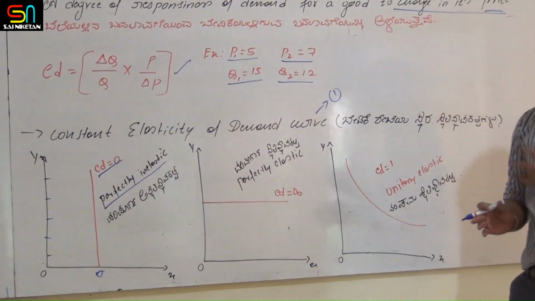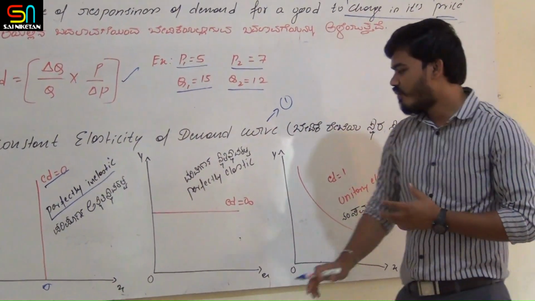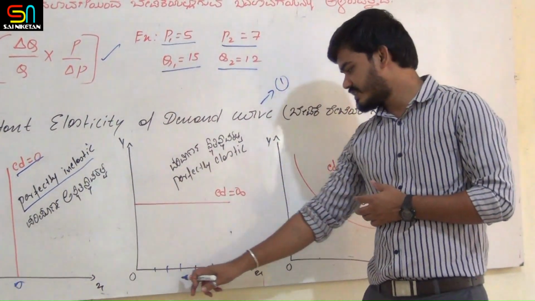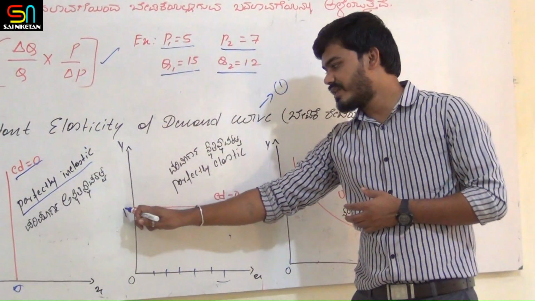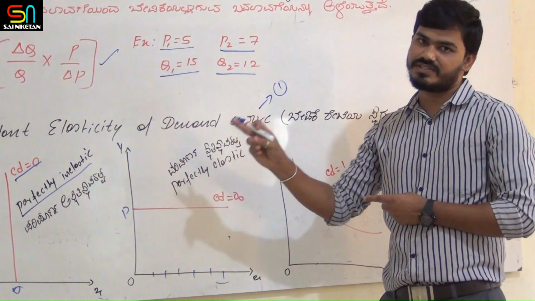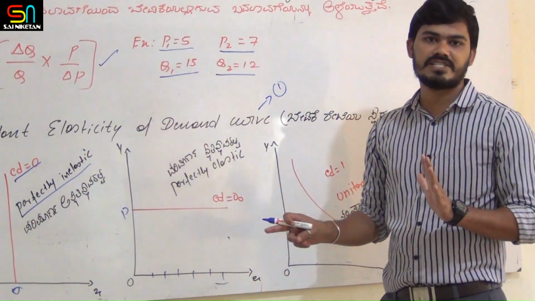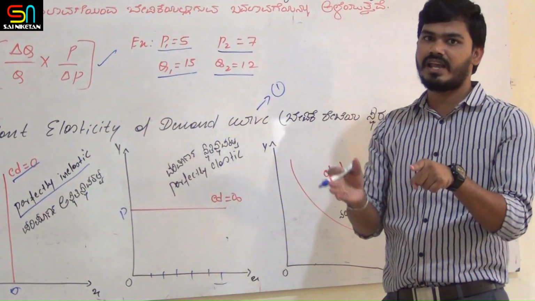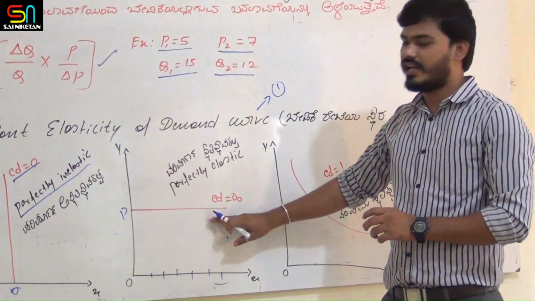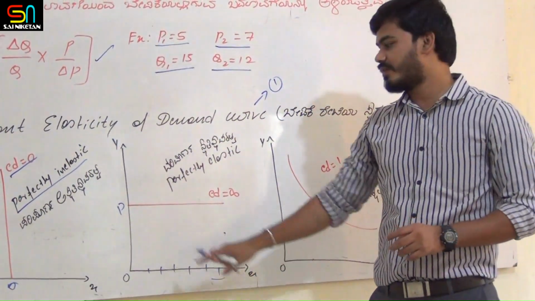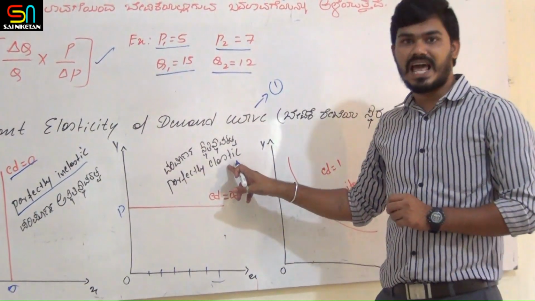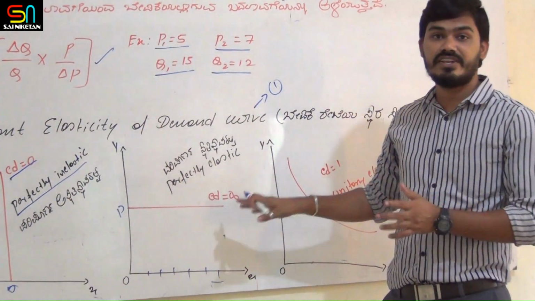The second one is ED equal to infinity. ED equal to infinity is nothing but whatever changes in the quantity level, your price never responds at all. That concept is called perfectly elastic. If you get a horizontal line, it means whatever changes in the quantity demanded, your price never responds and remains constant in nature. That concept is called perfectly elastic, which is ED equal to infinity. There is no end for that.